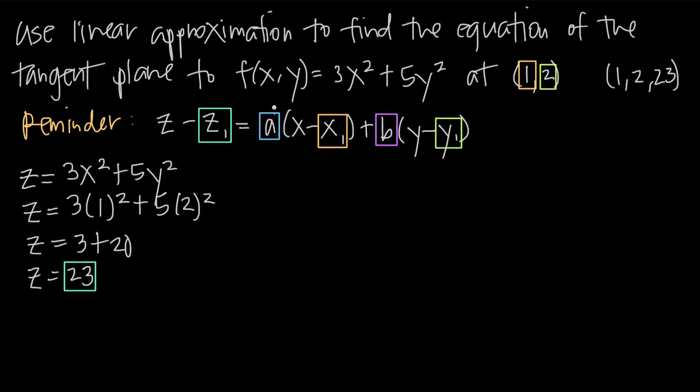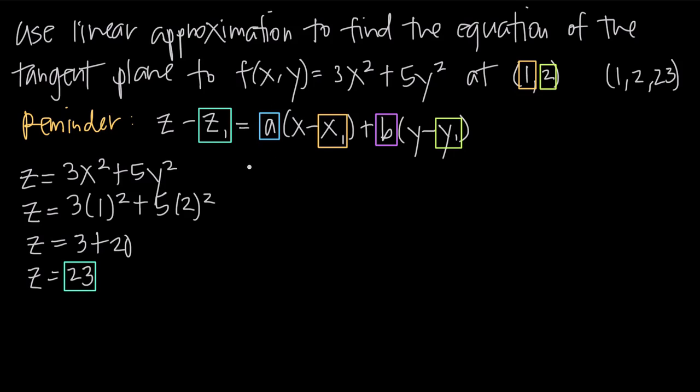Well, a is just the partial derivative of the function with respect to x evaluated at the point we've been given. B is just the partial derivative of f with respect to y evaluated at the point we've been given, which means we have to find first order partial derivatives of the function.